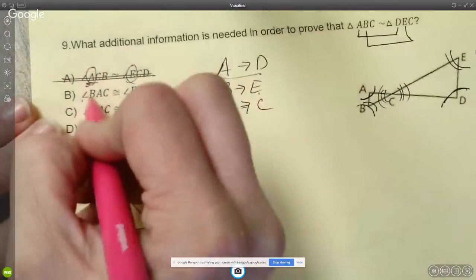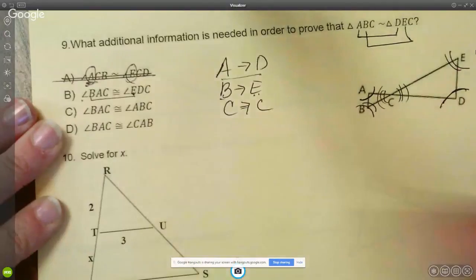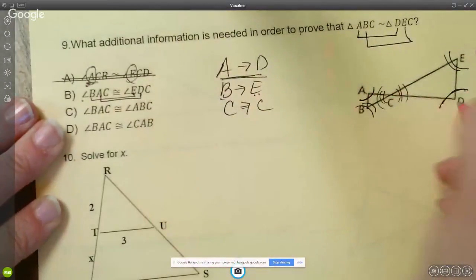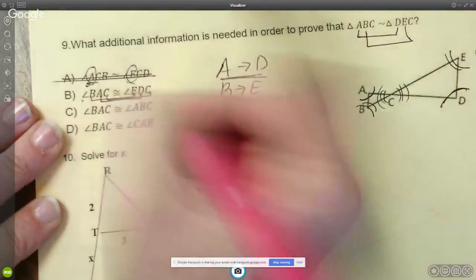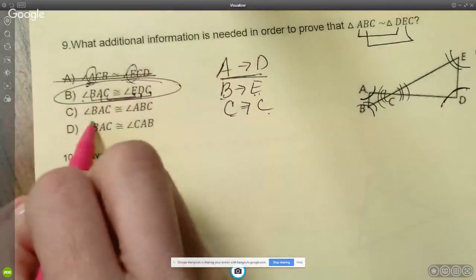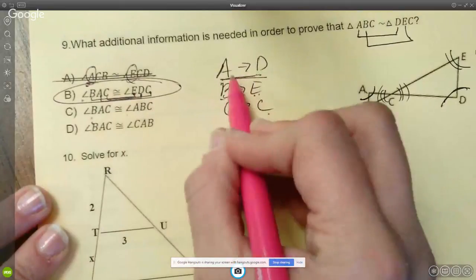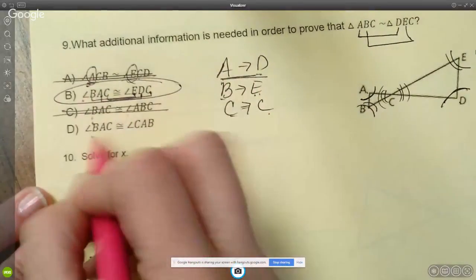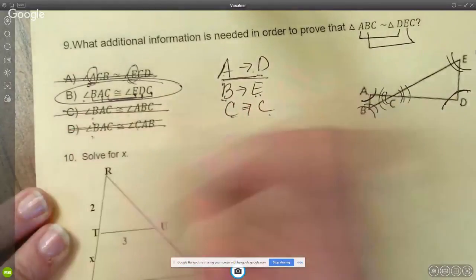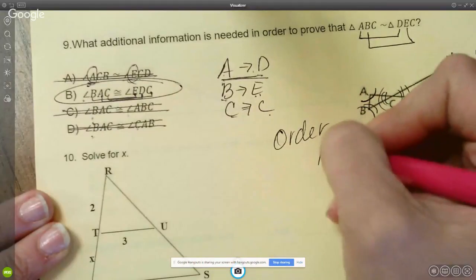Does B match to E? B matches to E. 2 lines, 2 lines. Does A match to D? A matches to D, one line, one line. Does C match to C? C matches to C, so it's going to be choice B. Just to show you this one, I'm saying, does B match to A? Nope, B doesn't match to A. A and D match, so it can't be this one. B matches to C? Nope, B matches to E, so it can't be this one. So the main takeaway for this problem is you do have to pay attention to the order. The order matters.